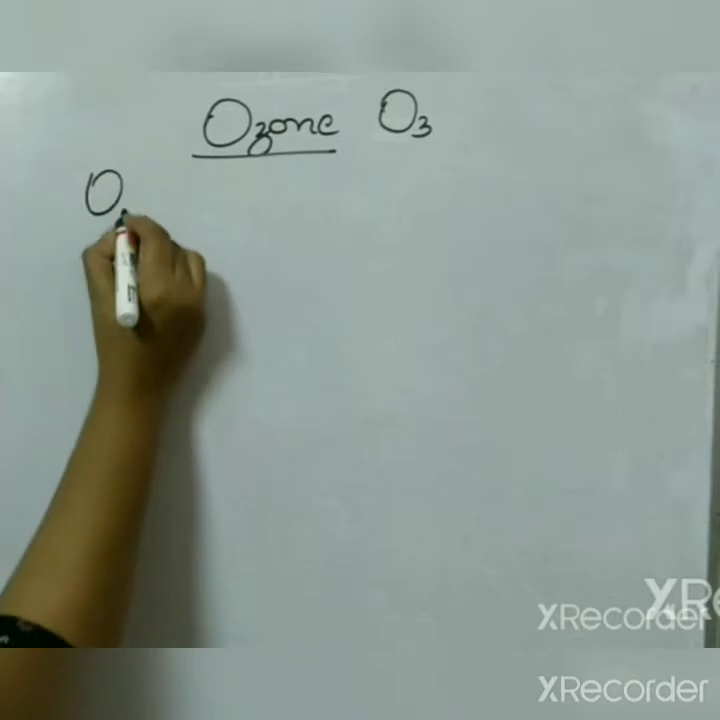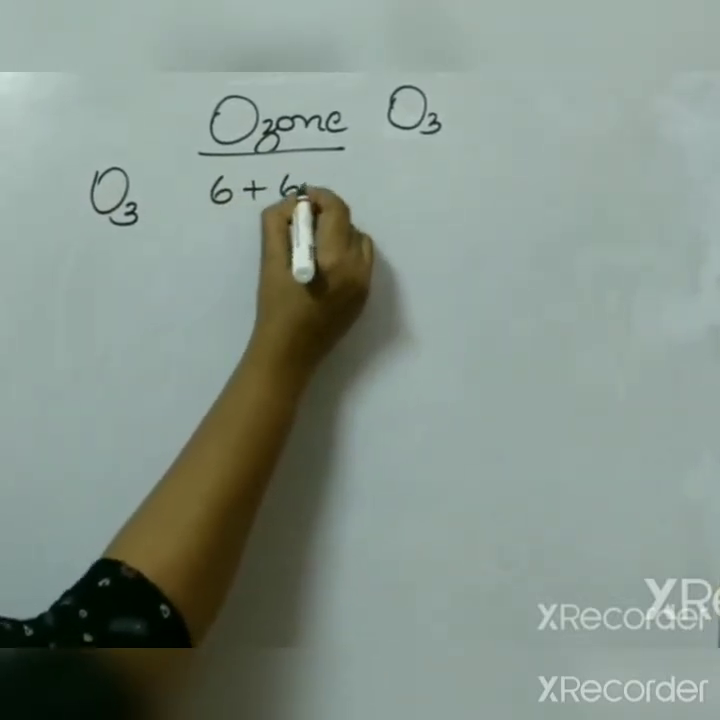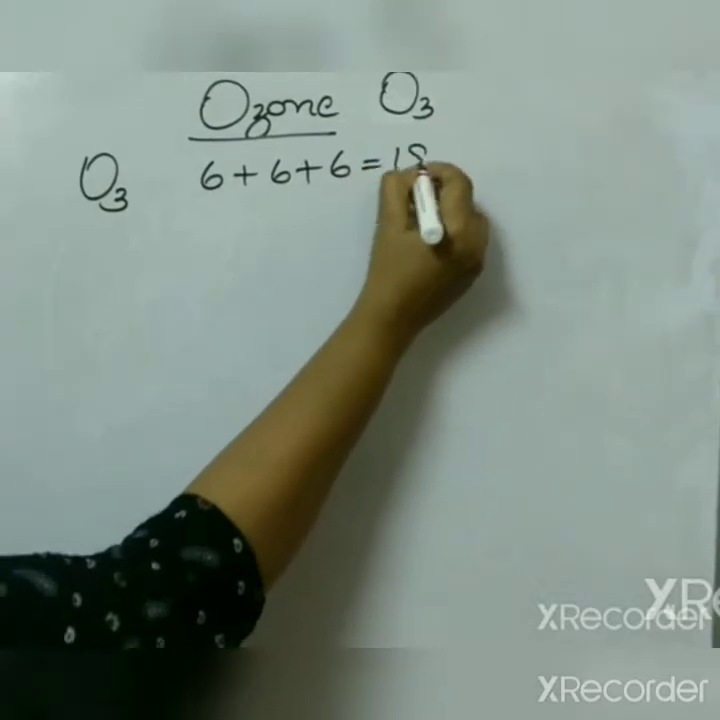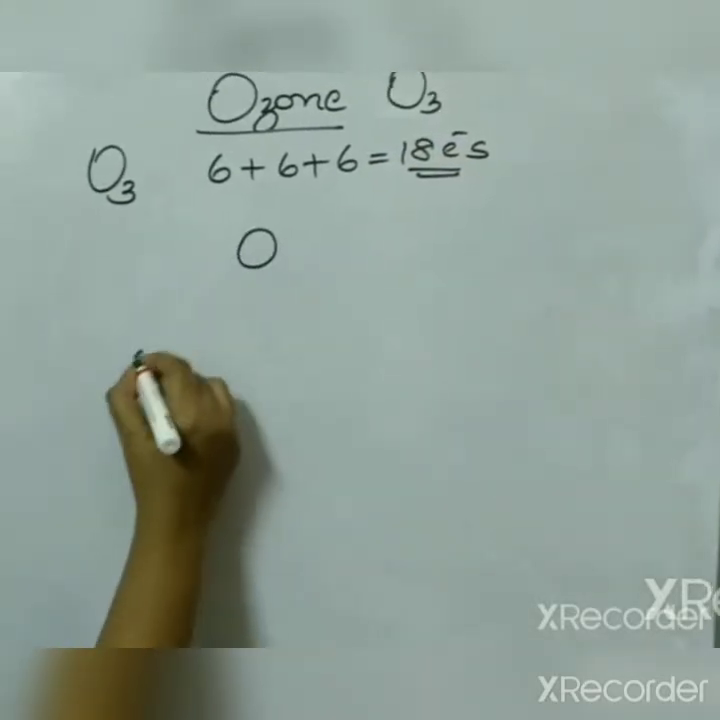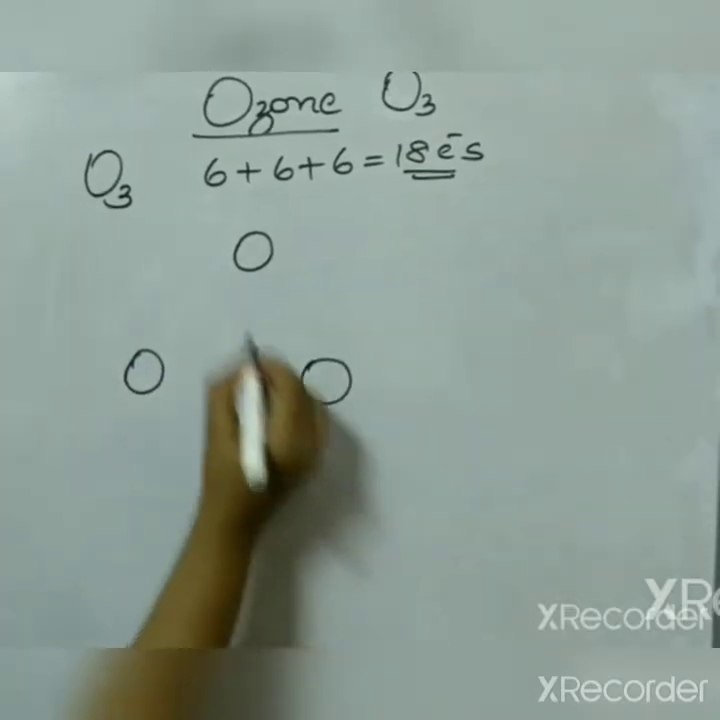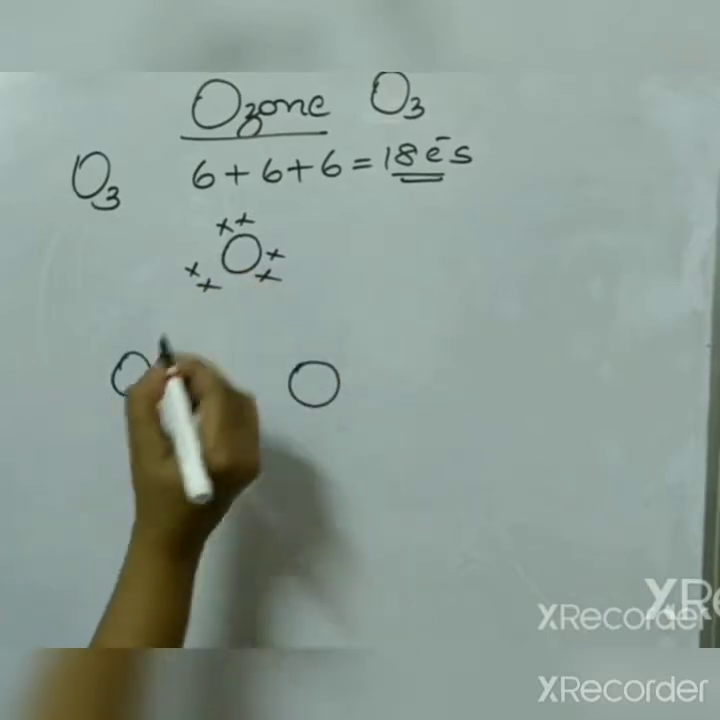Ozone, O3: each oxygen atom has 6 valence electrons. Therefore, the total number of electrons will be equal to 6 plus 6 plus 6, which is equal to 18 electrons. You can show 3 oxygen atoms and each oxygen atom has 6 valence electrons around it.